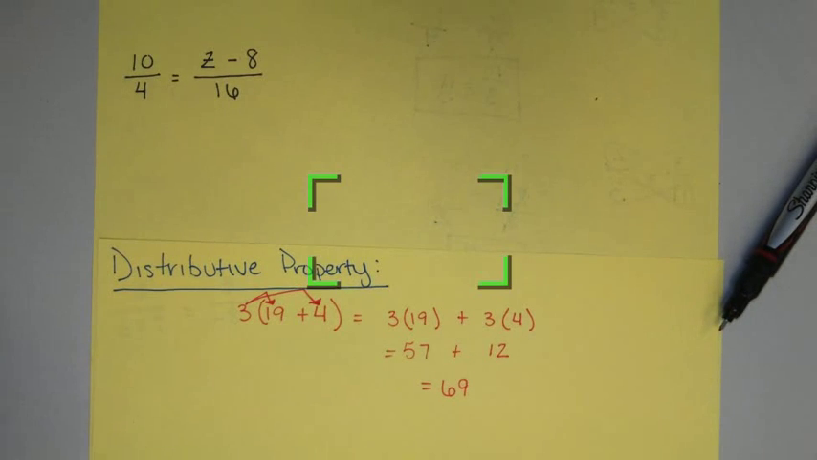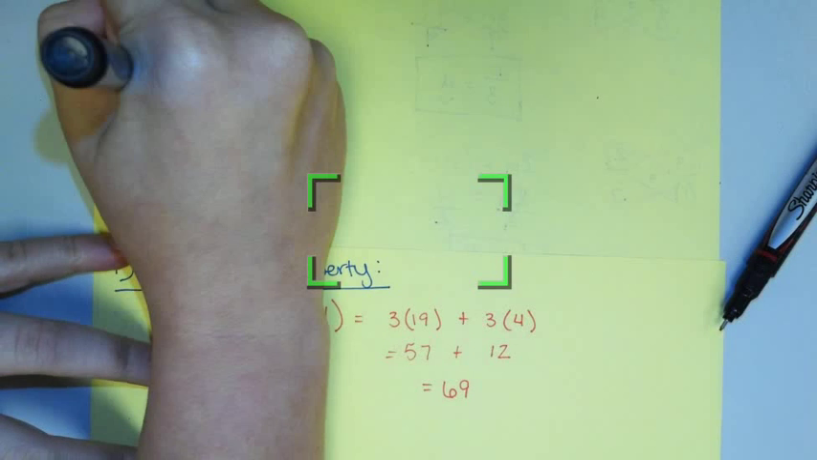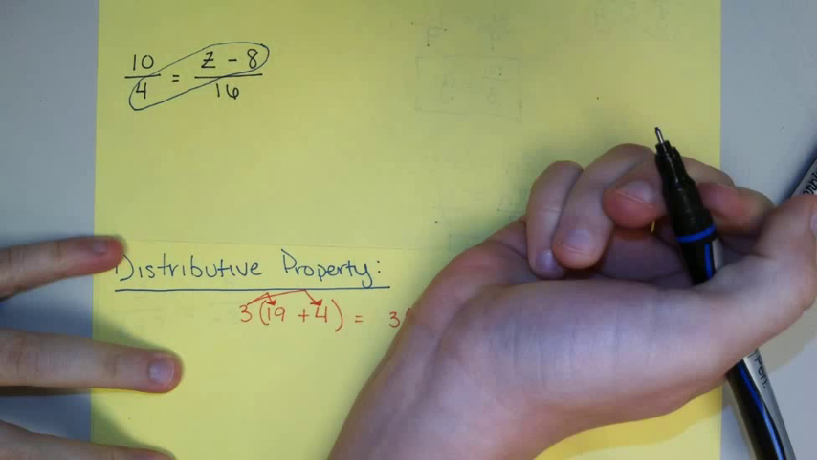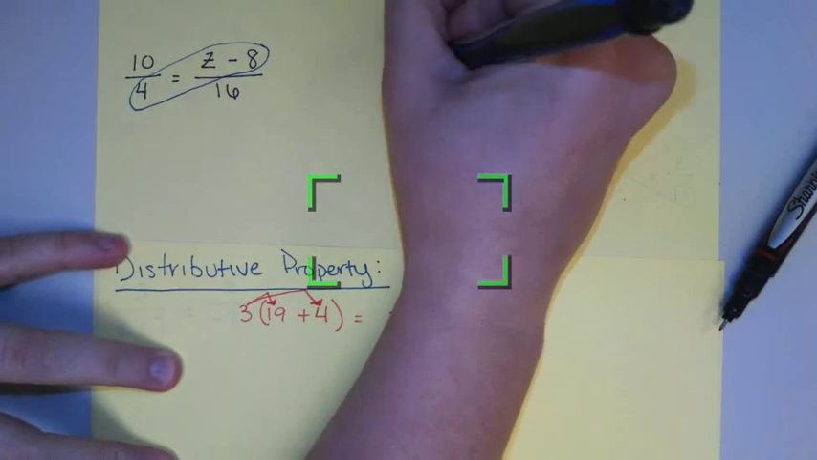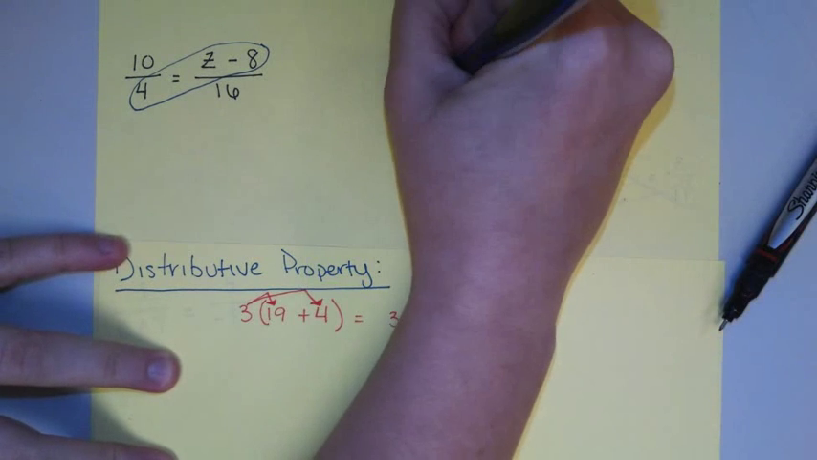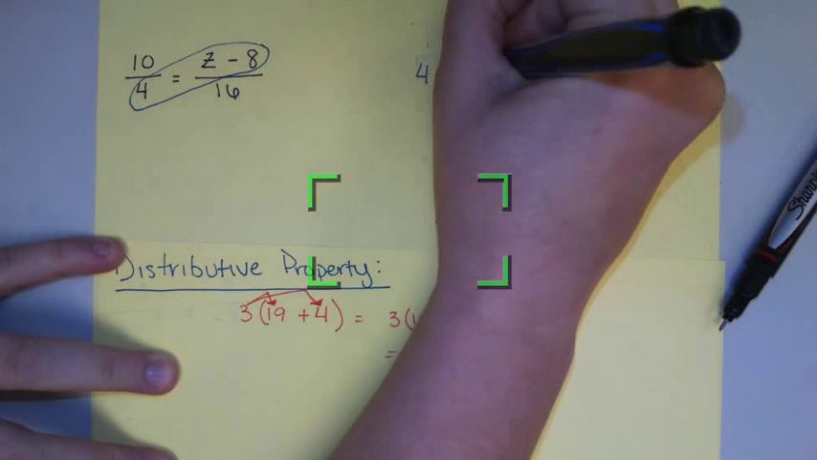Okay, so here I have 10 over 4 equals z minus 8 over 16. Now I'm going to circle the numbers that I'm going to be multiplying together so I don't forget. And now I have 4 parentheses z minus 8 parentheses.